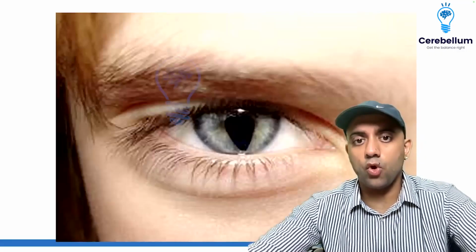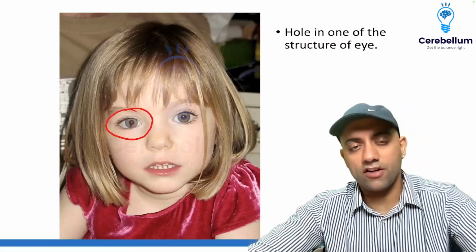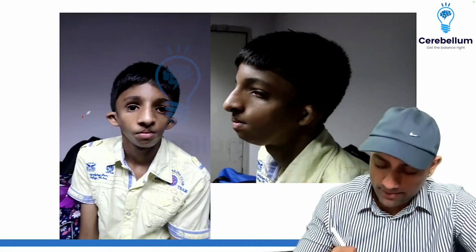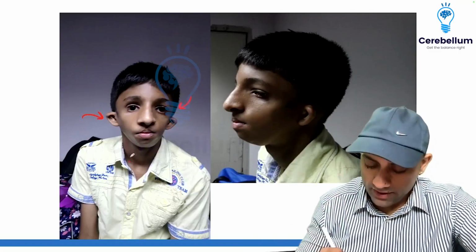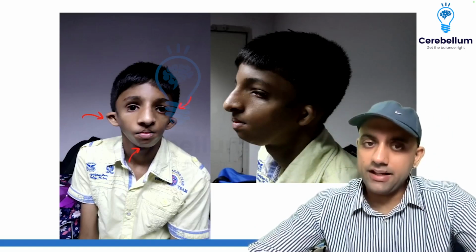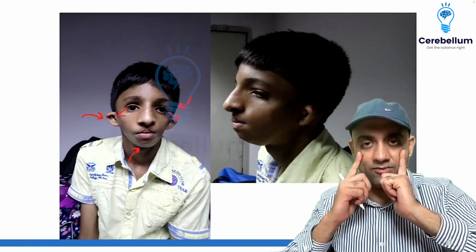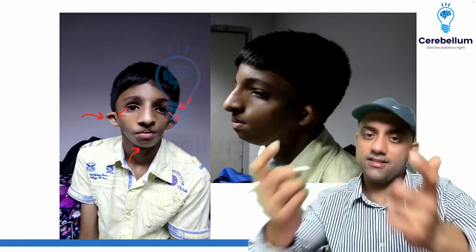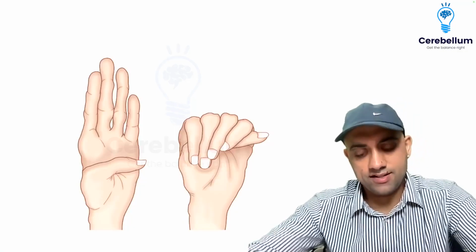That you should know. This is a coloboma, a hole in one of the structures of the eye. This is a real patient of Treacher-Collins syndrome. You can appreciate the deafness, you can appreciate the coloboma of the eyes, and you can appreciate the micrognathia. And they will have an anti-mongoloid slant. Look at the eyes, they slant downward like this, known as anti-mongoloid. If the eyes slant upward, that is Down syndrome, known as mongoloid slant. This is anti-mongoloid slant.